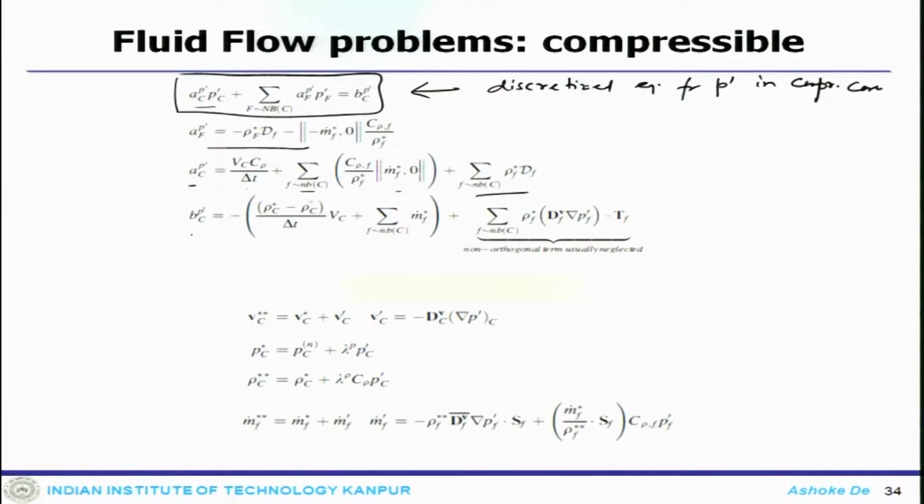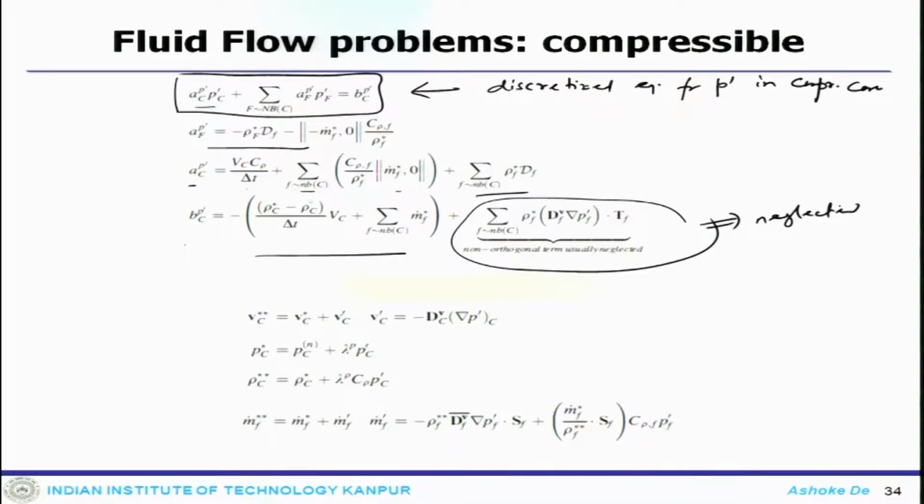AC P prime would be Vc C rho by delta t summation over all interior faces Cp m dot f and then correction, and rho. So you have one along the face, another on the tangential. So, this is like a non-orthogonal correction, and this can be neglected, but once you neglect that your convergence would be slower. But eventually, since it is an iterative process, you will end up getting a converged solution. Now, once you do that, your correction components can be estimated.